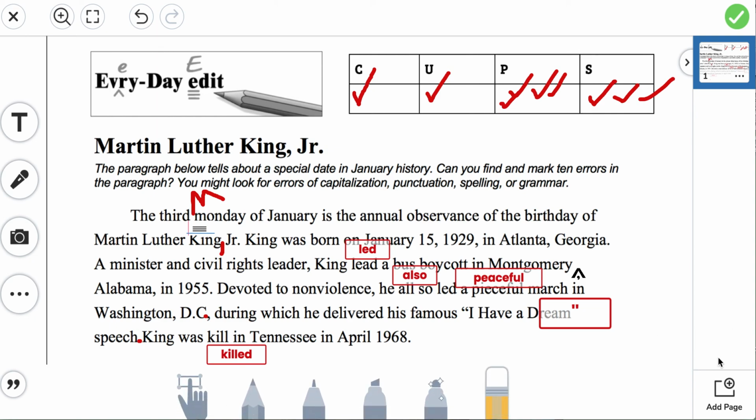Please make sure that you have these corrections made on the paragraph. When you are done, click on the green check mark. If you fell behind, please rewind, and don't forget to fill out the CUPS chart and have all the markings and move the text boxes over.